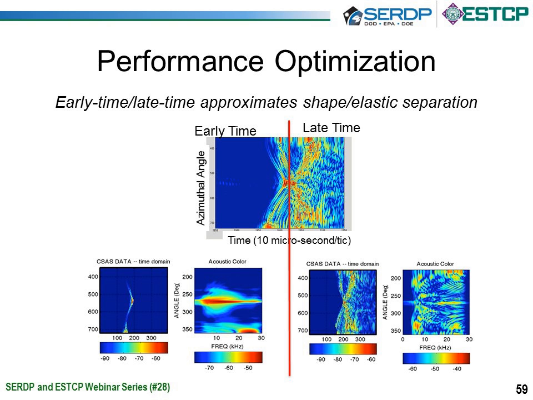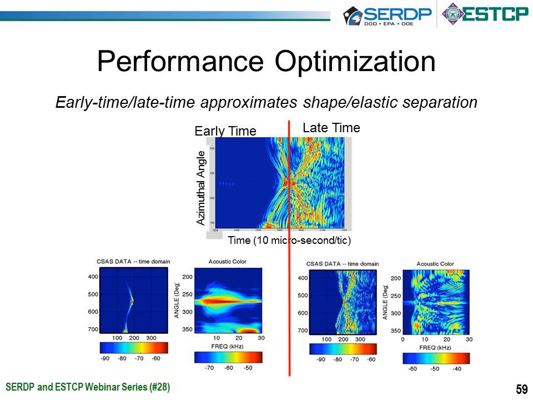It turns out that, in the most approximate sense, the shape information is contained within the early part of the time signal, and the elastic information is contained in the late part of the time signal. Intuitively, this makes sense, because when a target is ringing, or you've excited its resonant modes, it's going to be ringing for a long time. That's the elastic stuff that shows up later in time.